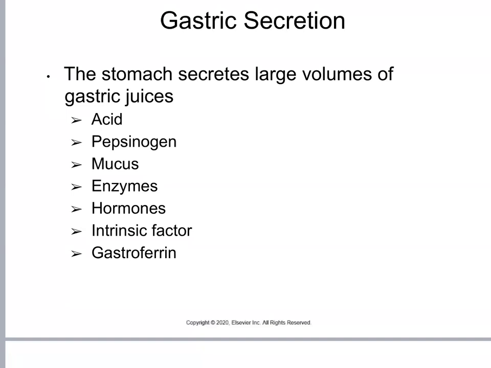Gastroferrin is something that binds dietary iron and it enhances the absorption of iron. So, a lot of the vitamins and nutrients that we depend on for our health, it's not enough that we just ingest them through eating. We have to have these things active and healthy in our GI system to be able to actually absorb them.